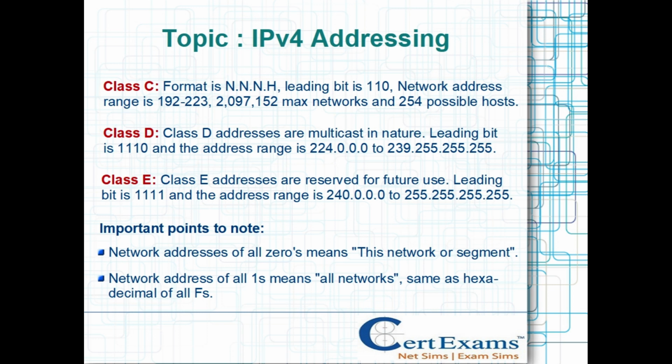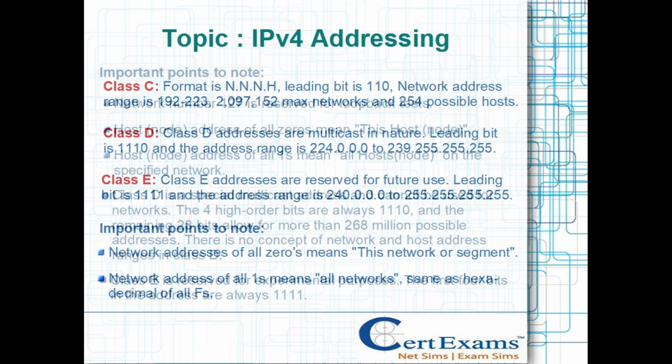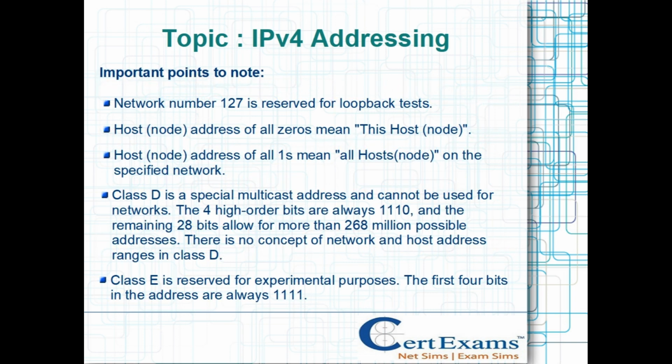Some important points to note for IPv4 addressing are: network addresses of all zeros means this network or segment. The network address of all ones means all networks, same as hexadecimal of all Fs. Network number 127 is reserved for loopback tests. Host address of all zeros means this host.